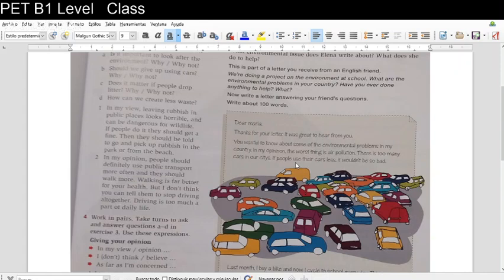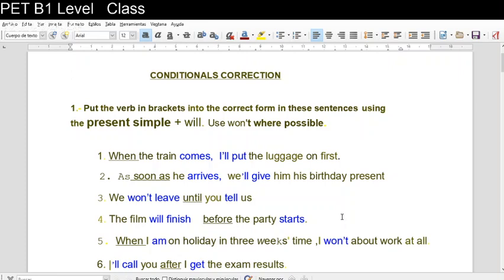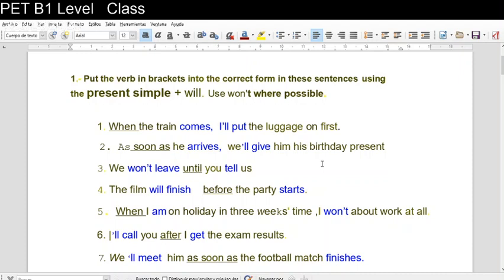And now, what are we going to do now? Please take your conditionals handout, because we are going to move on to the correction. Here you have the conditionals. This is the first exercise, and I highlighted in blue the verbal tenses that regard the first conditional. Then you can see present simple and future with will.